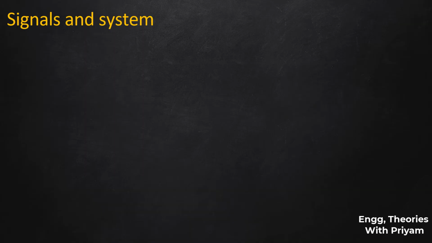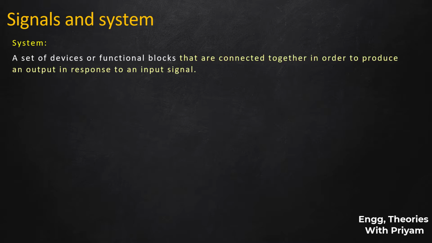In this lecture of signals and systems, we will see what a system is and the different characteristics of a system. A system is defined as a set of devices or functional blocks that are connected together in order to produce an output in response to an input signal.